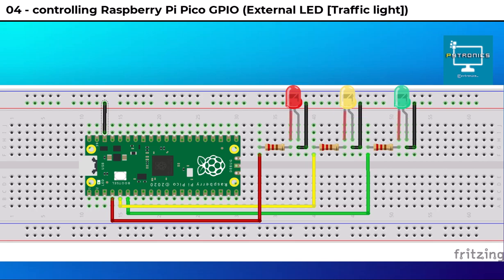The long lead, the anode, is connected to a resistor of 200 ohm and then to different pins of the Pico. In the next diagram the red LED anode is connected to pin number 2, the yellow LED anode is connected to pin number 3, and the green LED anode is connected to pin number 4. The short lead of each LED should be connected to the ground pin of the Pico as shown.